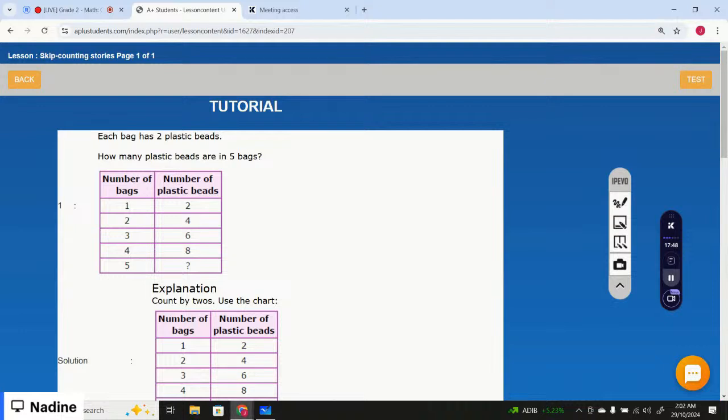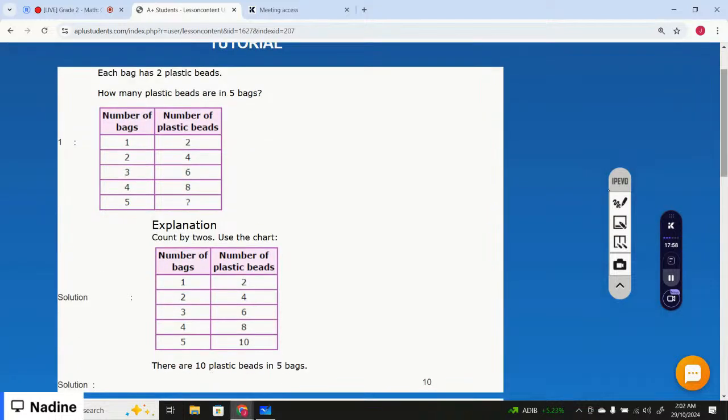Each bag has two plastic beads. How many plastic beads are in 5 bags? So in each bag you have two, right? In bag one you have two. When you have two bags, the total beads you have are four. When you have three bags, you have six beads. When you have four bags, you have eight beads, right?